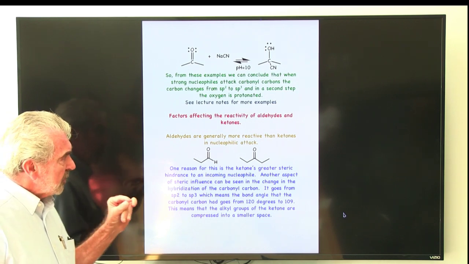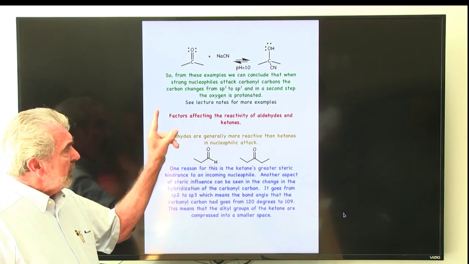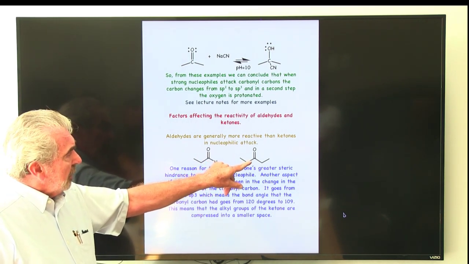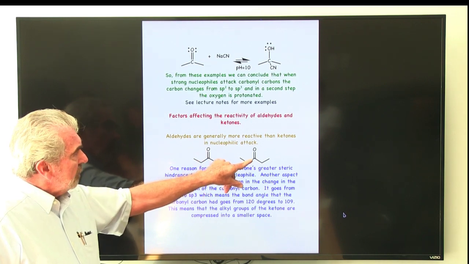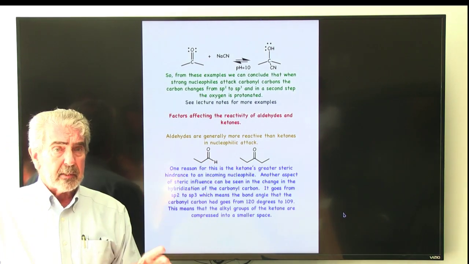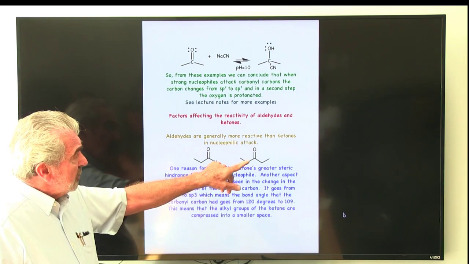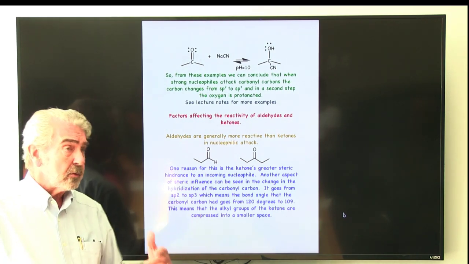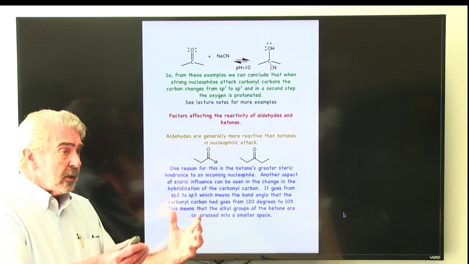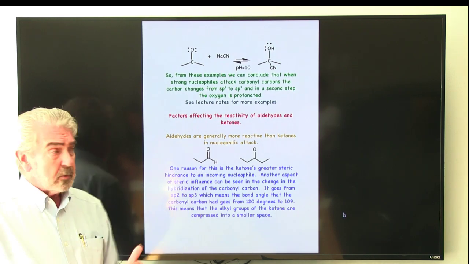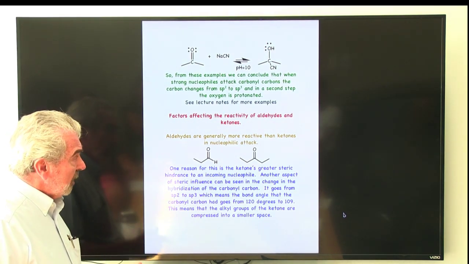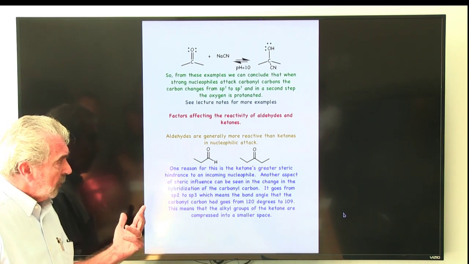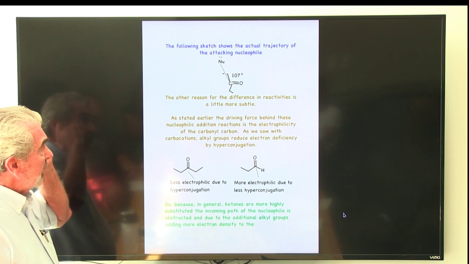Now the other thing is a little bit more subtle, because if you recall, when we go back to the mechanism, in the first step we transform this sp2 carbon to an sp3, which means that the bond angles change. So instead of having these two alkyl groups at 120 degrees, they go to approximately 109 degrees, and they become closer together. This also introduces steric strain. So that's the first thing that affects the reactivity. It's steric.